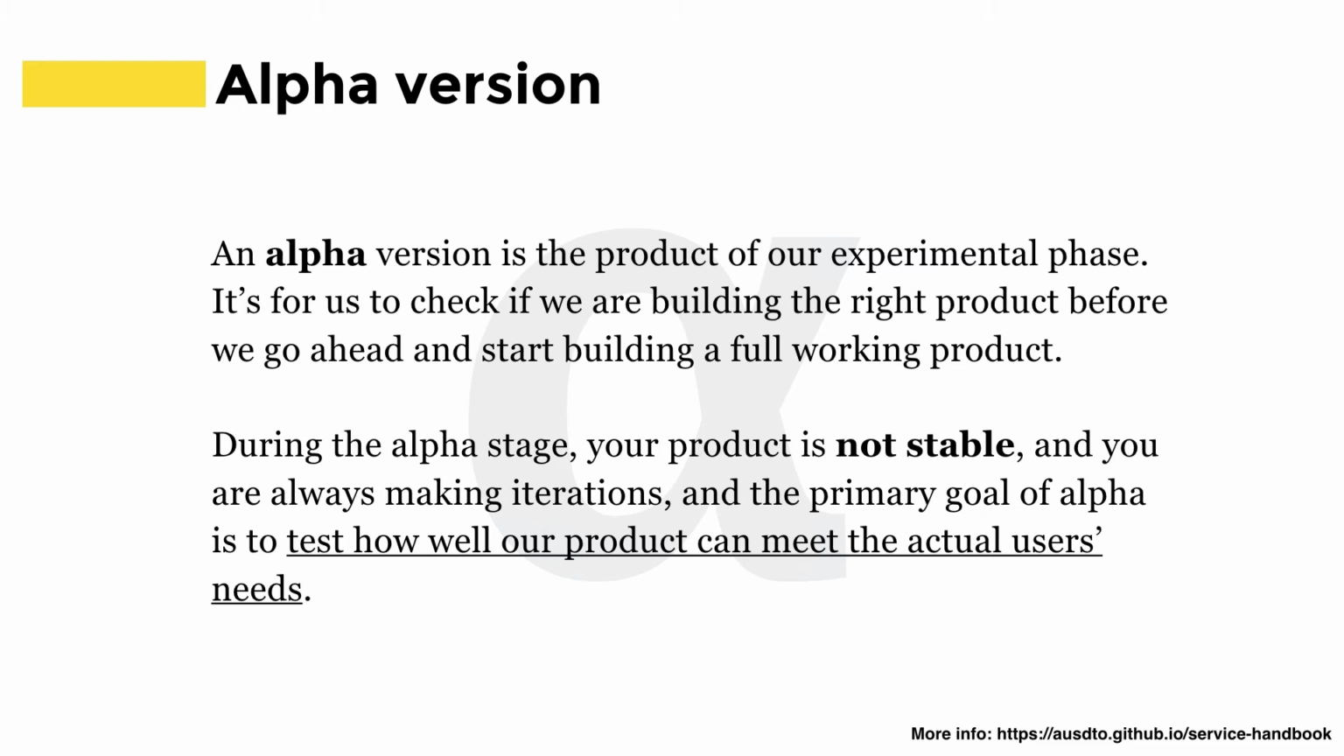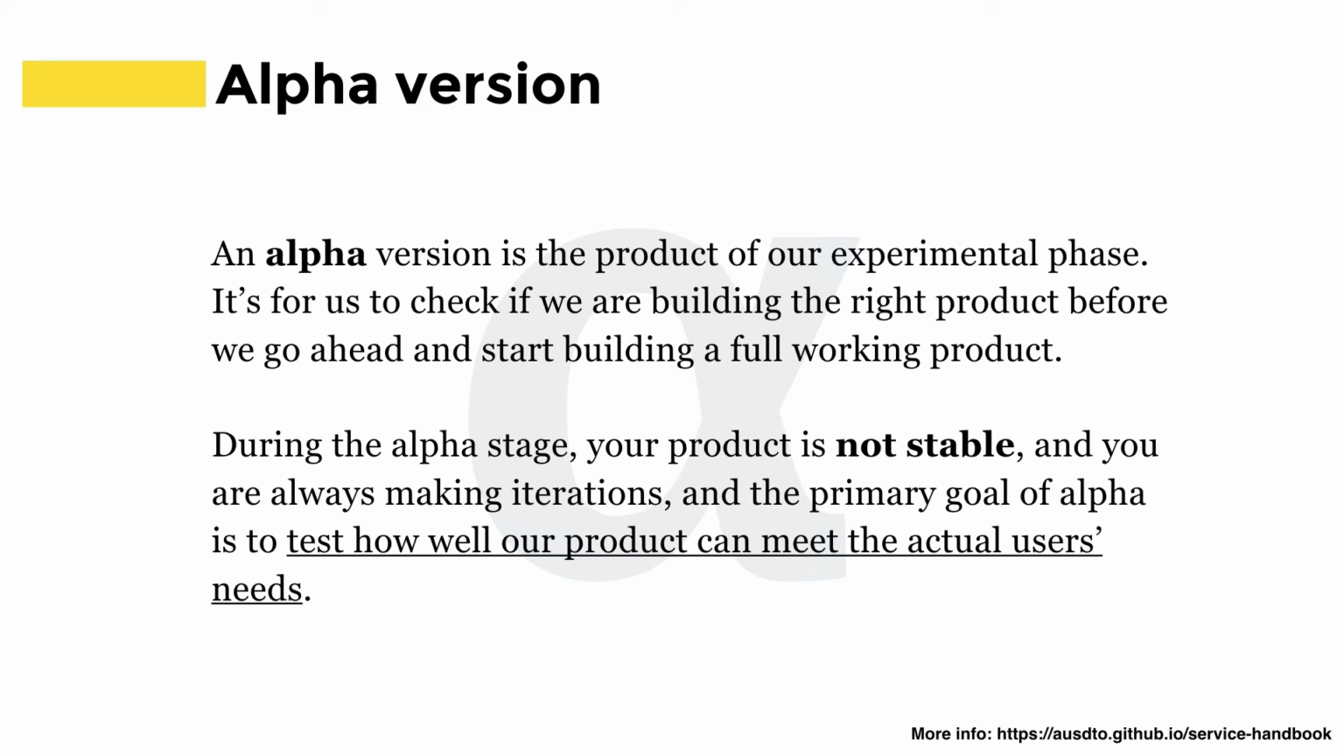So during the alpha stage, your product is definitely not that stable and you're always trying to make iterations, and the primary goal is actually to test how well our product can meet the actual user's need. So you want to know whether your product is solving the real problems, the actual pain of the users, then you go for your alpha version.